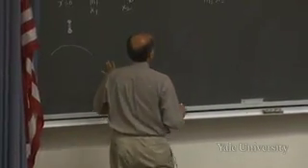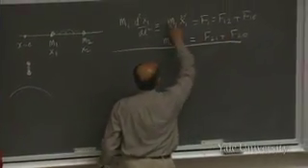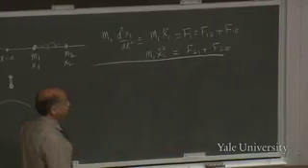Now here is the interesting manipulation we're going to perform. We're going to add the two things on the left-hand side and equate them to whatever I get on the right-hand side.